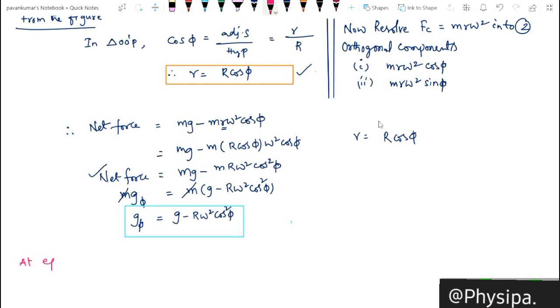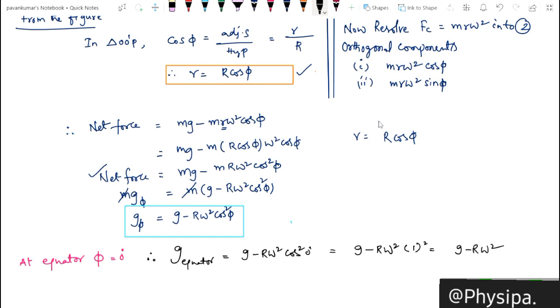Now we know at the equator latitude is equal to 0 degrees. By substituting in the above expression we get g at equator is equal to g minus R omega square cos square 0, which is equal to g minus R omega square into 1 square, which is equal to g minus R omega square. Here cos 0 is 1.